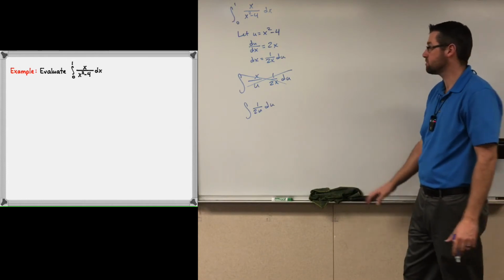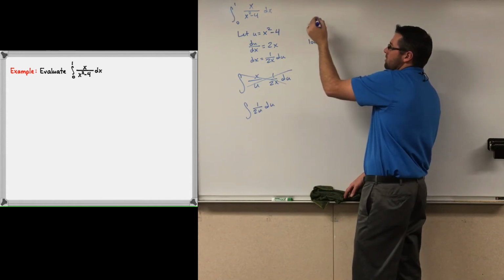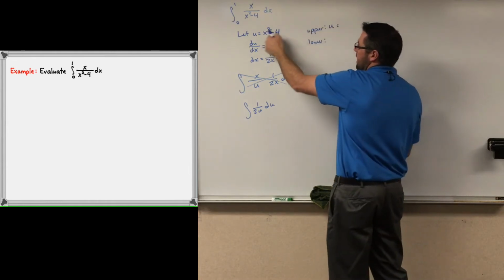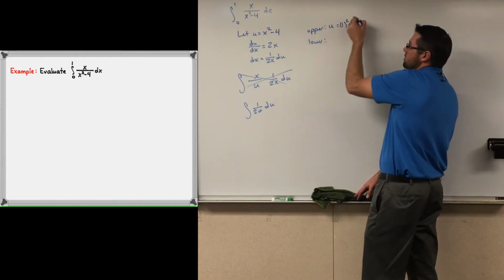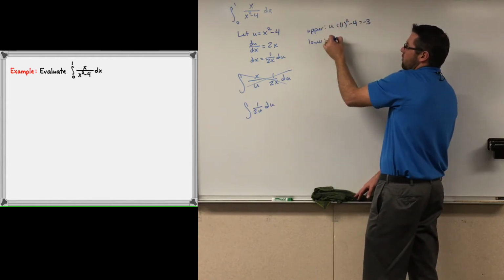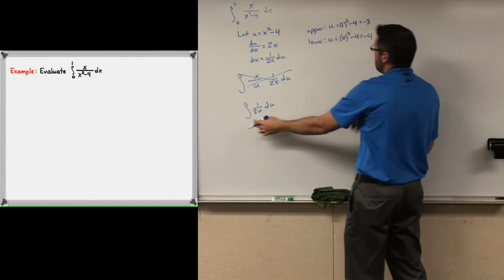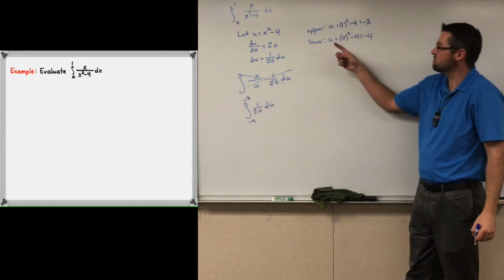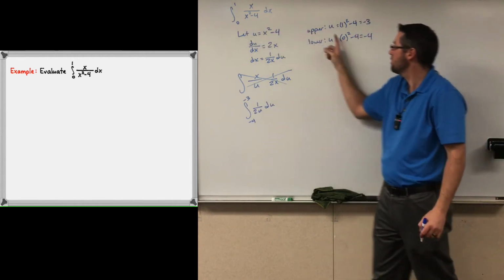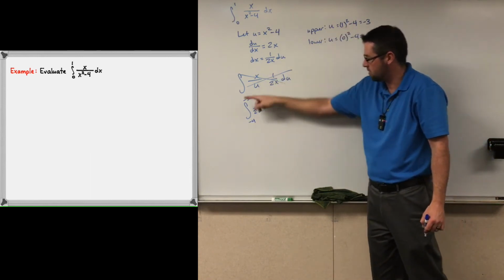But what do I have to do now? I got to find my new upper limit and my new lower limit. So how do I find my upper limit? U equals x squared minus 4, so 1 squared minus 4, which is negative 3. And then lower limit will be u equals 0 squared minus 4, which is negative 4. So my integral is from negative 4 to negative 3. Sometimes these will be flip-flopped. Just make sure whatever you get when you plug in the lower value goes on the bottom. Whatever you plug in for the upper value goes on top.